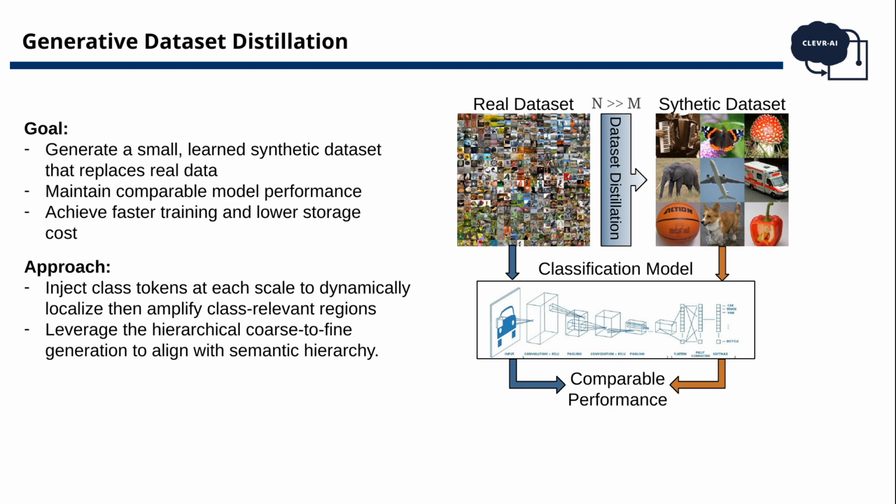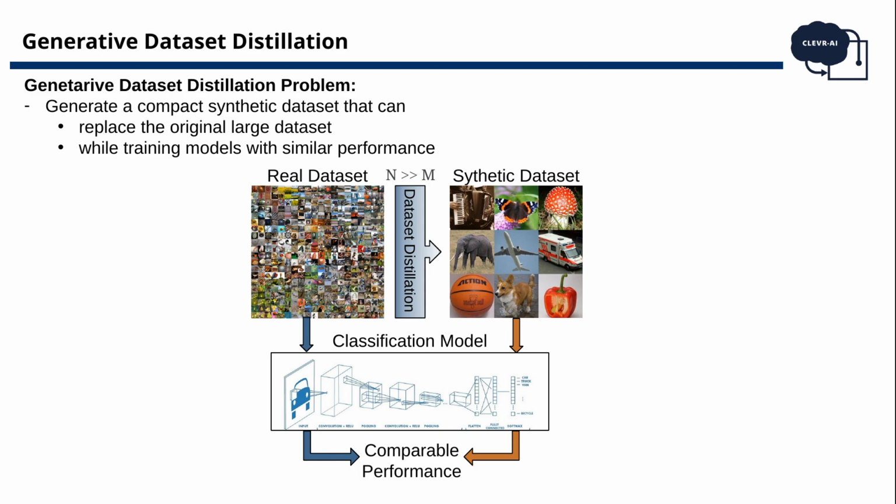HIERAMP approaches this by injecting class tokens at every generation scale, so that the model can first localize class-relevant regions, then amplify them in a hierarchical coarse-to-fine manner. Formally, we start from a large real dataset and synthesize a much smaller set. The distilled images are then used to train a downstream classifier. The goal is not only to make images that look plausible, but to make images that contain the right discriminative information for the classifier to learn effectively.